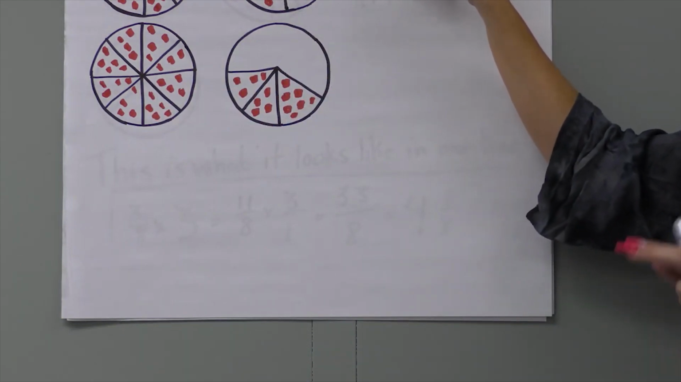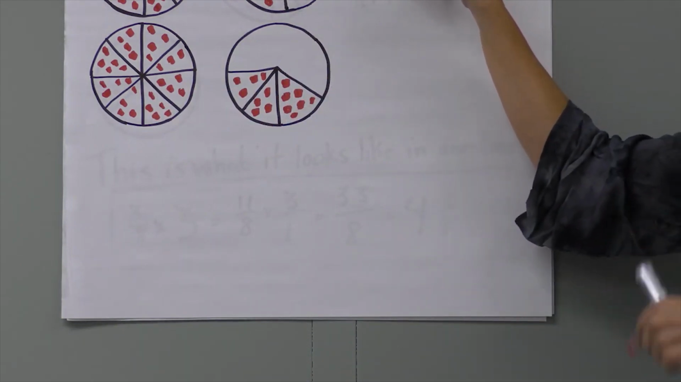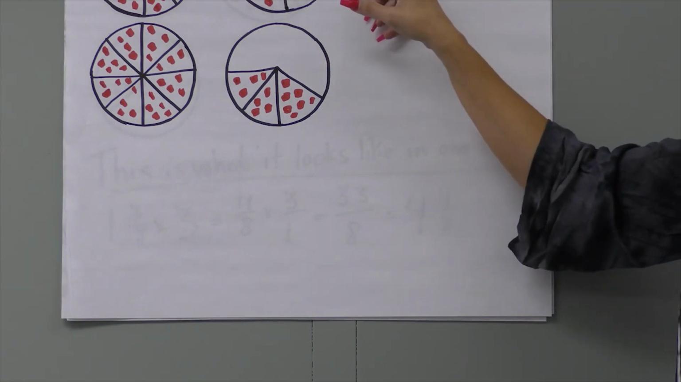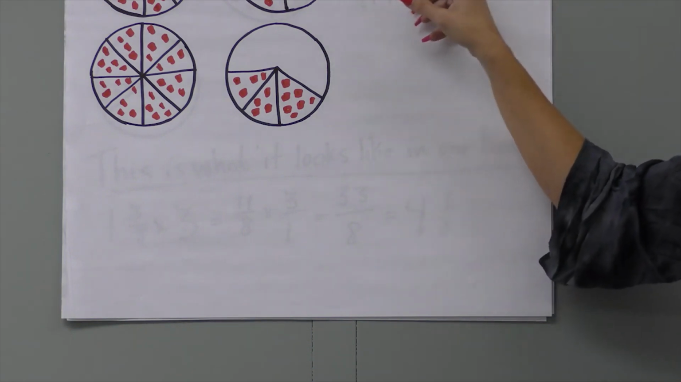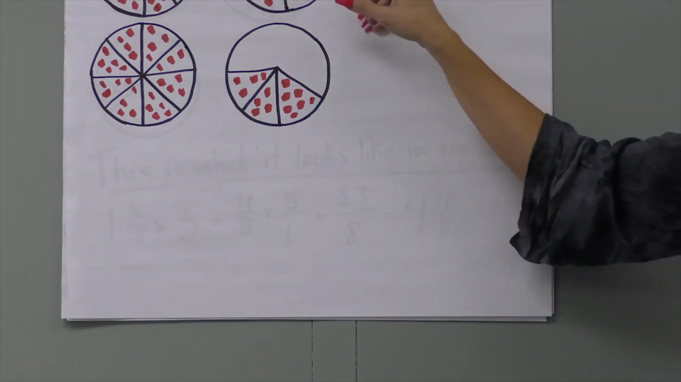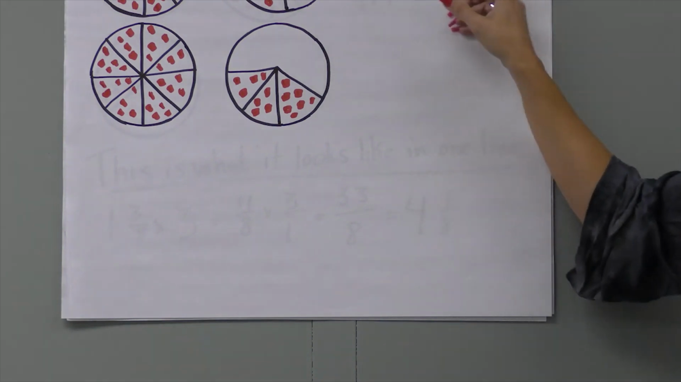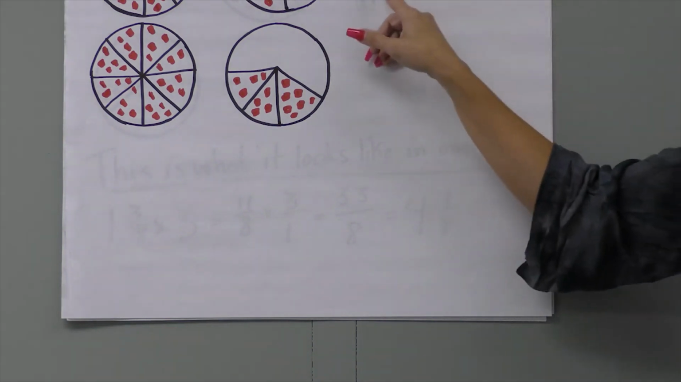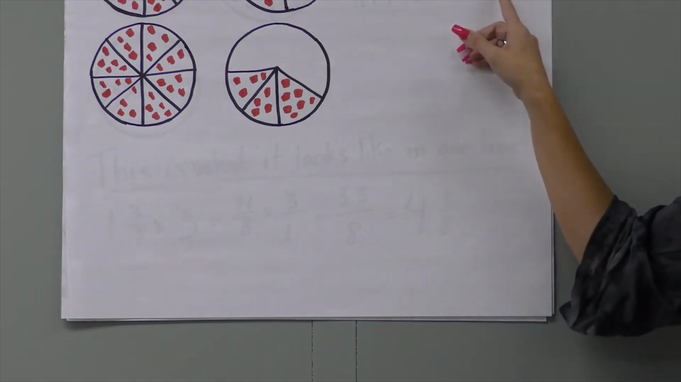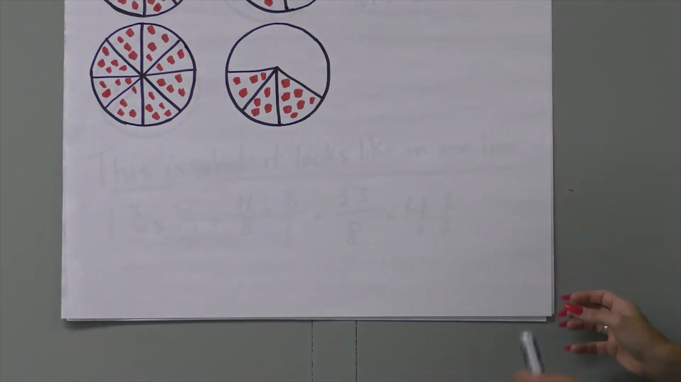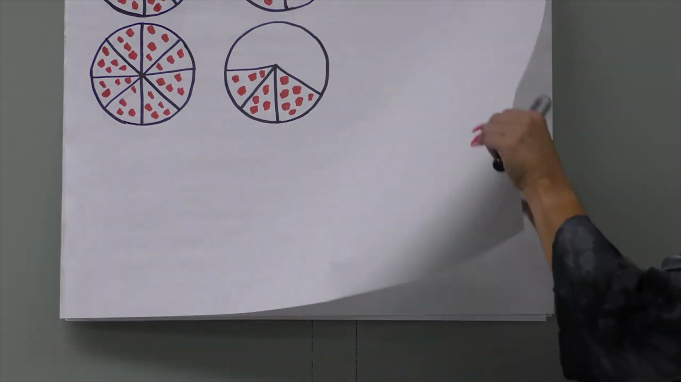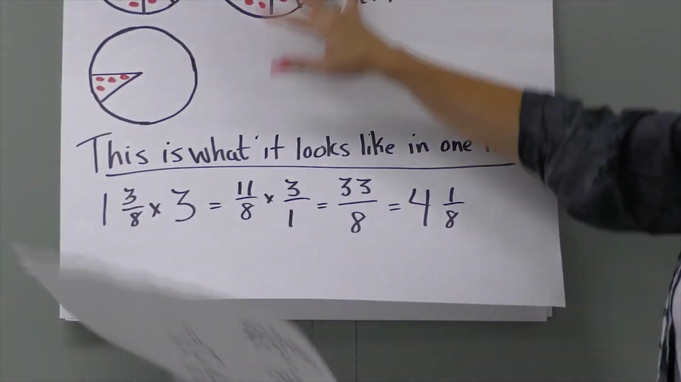What did we do in those other 2 examples with whole numbers? Put them over 1. So we have 11/8 times 3 over 1. So now we're going to just follow the other steps. 11 times 3 for the numerators is 33, and 8 times 1 is 8. 33/8. So let's look at another representation to see if we can figure out if we're right.